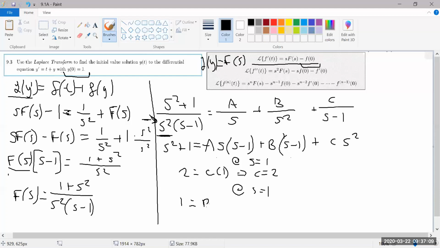So we get b times -1, because s is 0. And then our c term goes away too. So we can conclude that b equals -1. Okay, so I'm going to try to fit our a in here.